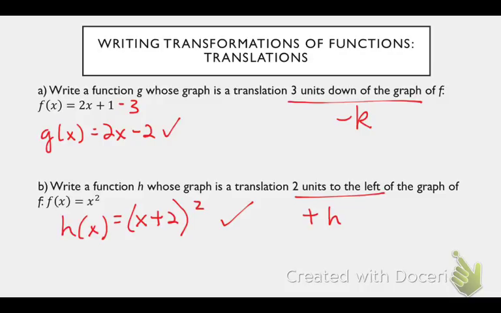And then with our b problem, we want to shift the graph 2 units to the left. So that means we're going to add 2 in the h position. So our transformed function will be h of x equals (x plus 2) quantity squared.